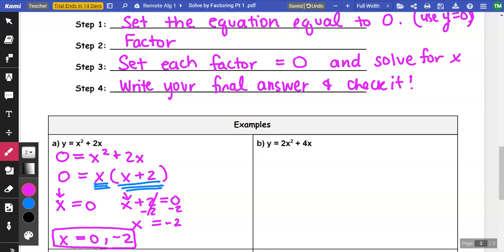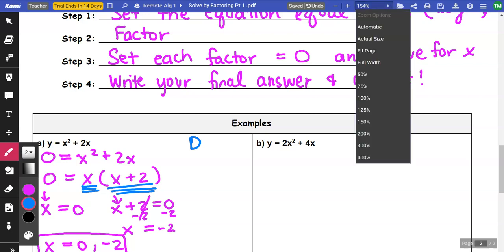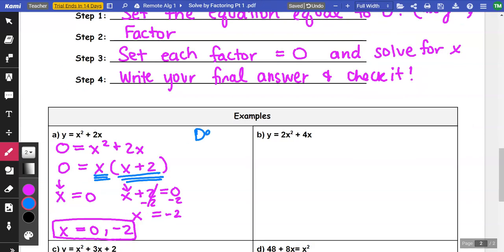Now, when you write your answer on Delta Math, when you do your homework, Delta Math already gives you x equals in the answer box, and then you would type in 0, comma, negative 2. So make sure when you do Delta Math that you do your answer correctly, because they're a little picky about how you type it in.